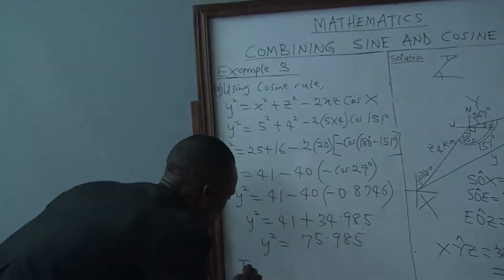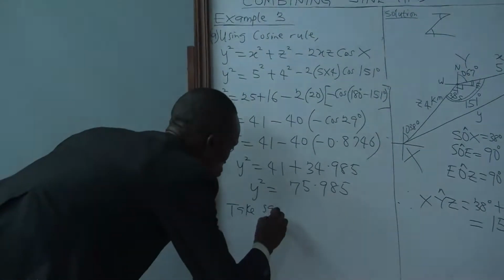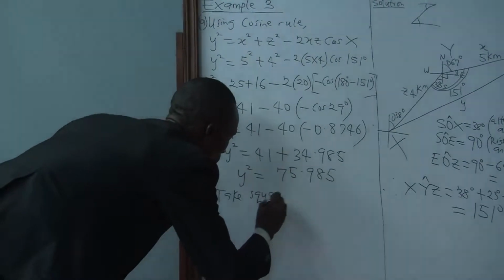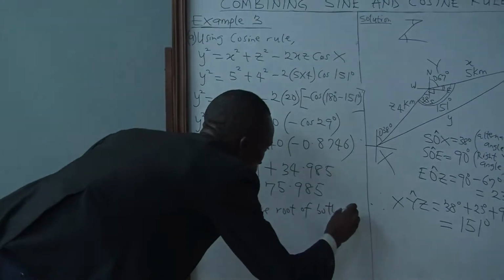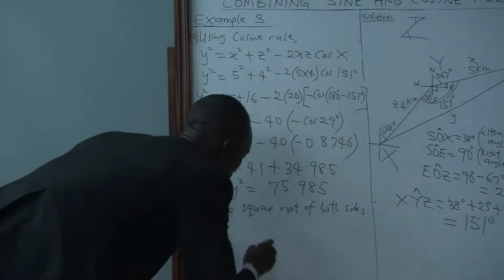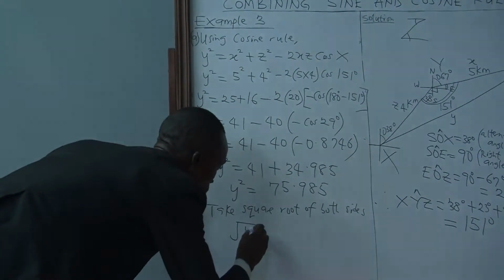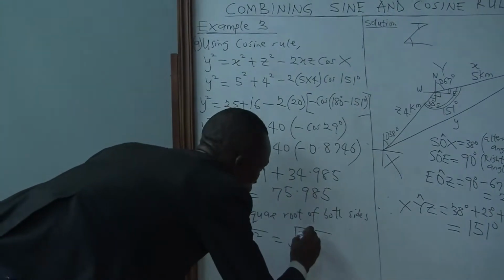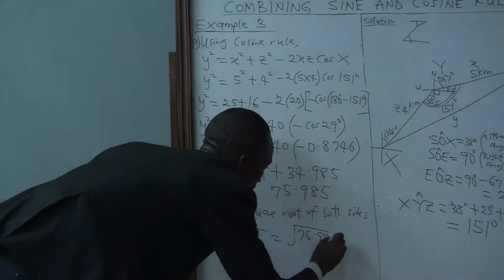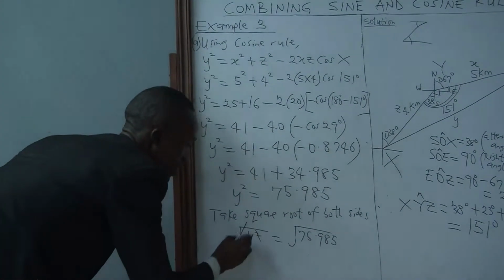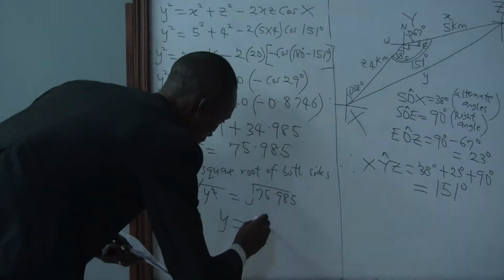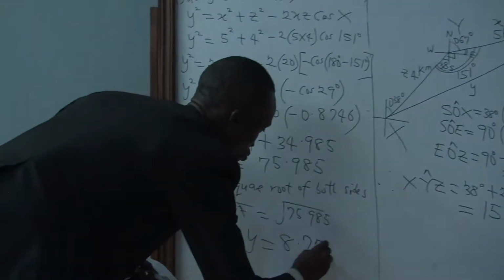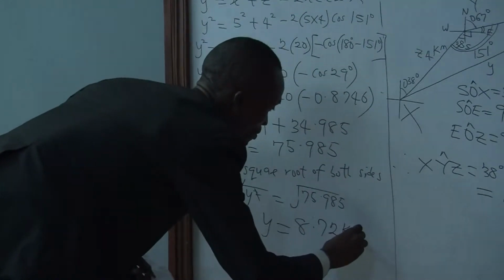And we have an expression that involves a square. So what we do is we take the square root of both sides. By doing that, we have the square root of y squared is equal to the square root of 75.985. This square will cancel this square root. Then we have from there y to be 8.72 kilometers.